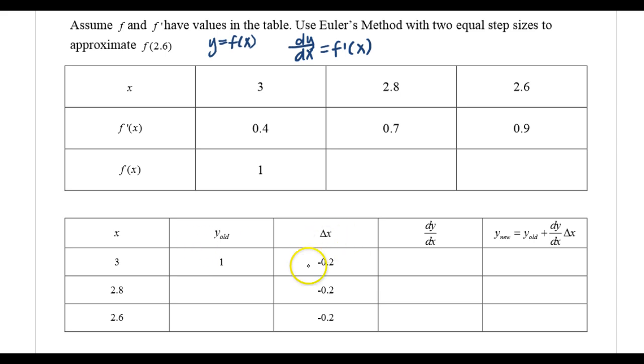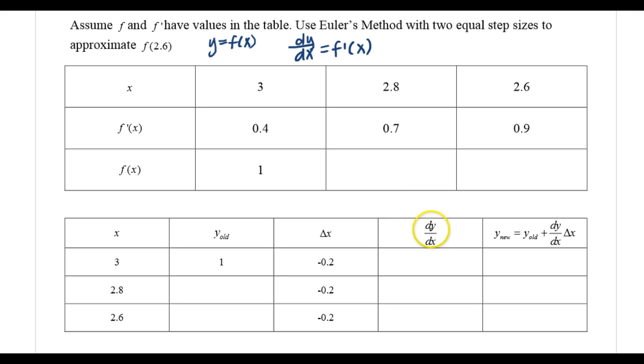And my delta x is going to be negative 0.2. So we're starting out at an x value of 3, and we need to get to 2.6. So in the previous examples, we were building up to that coordinate point, but now we want to go down to 2.6, so that means we're going to need to have a negative step size. So to get from 3 to 2.8, I'm going to need to go negative 0.2. So negative 0.2 is my delta x every time.